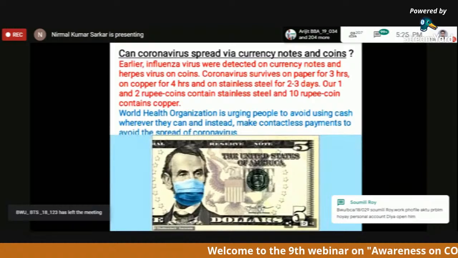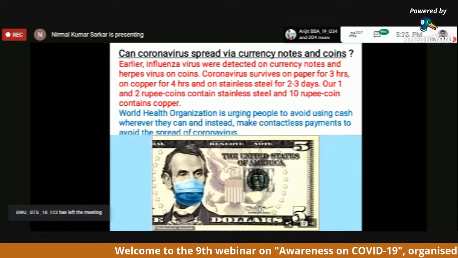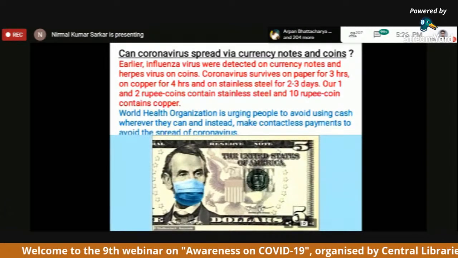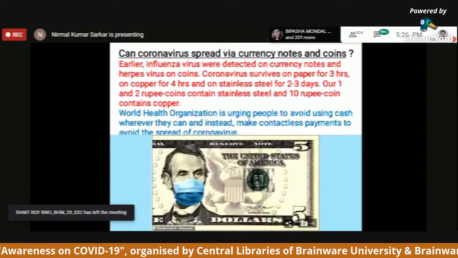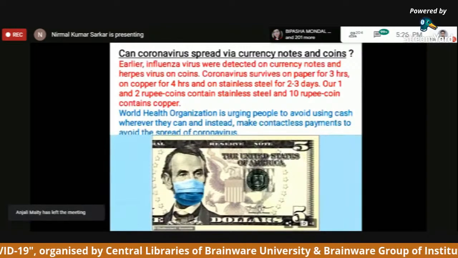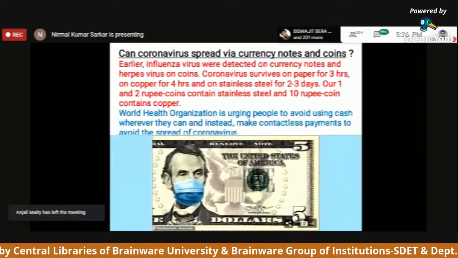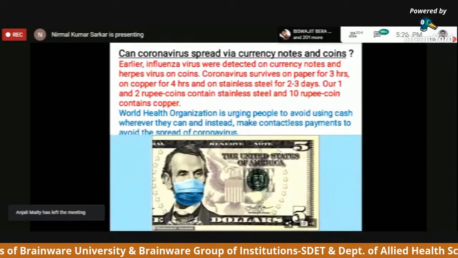World Health Organization is now urging people to avoid using cash wherever they can and instead make contactless payments to avoid the spread of novel coronavirus.